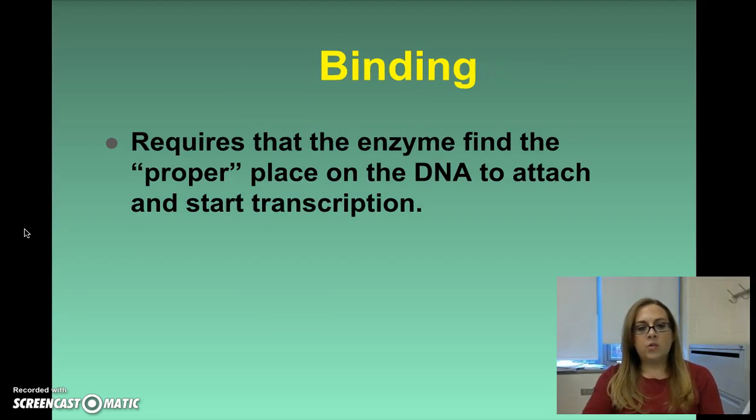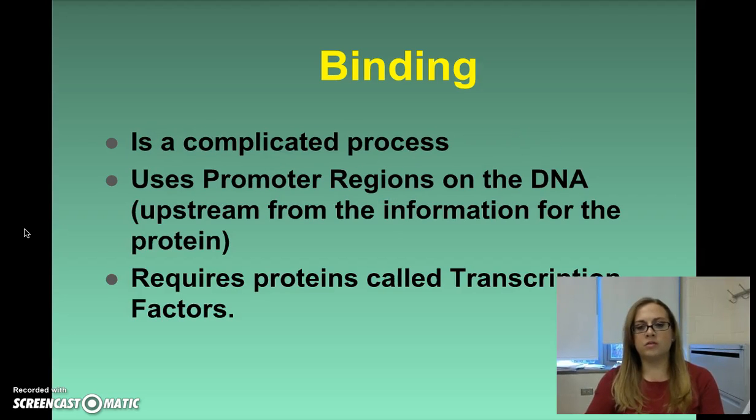So now binding requires that the enzyme find the right place on the DNA to attach and start transcription. This is going to be one of the big differences. With DNA replication, we had origins of replication all throughout that DNA molecule because the entire molecule needed to be copied. When you are looking at transcription and creating RNA, you're creating RNA for certain genes or certain locations on that DNA molecule, and so you need to find the right spot on the DNA in order to start transcription in the correct area. So binding is a complicated process.